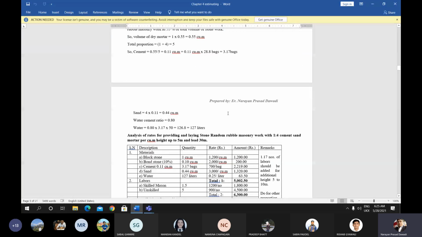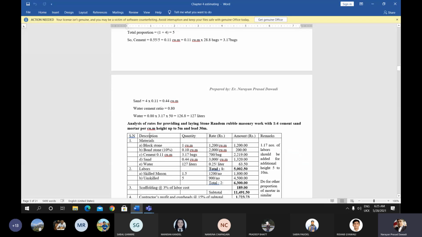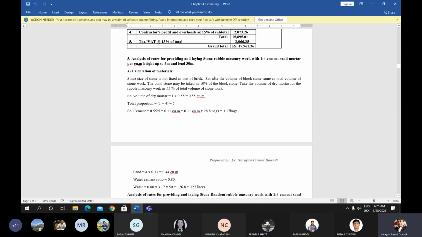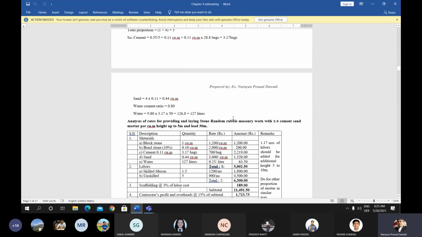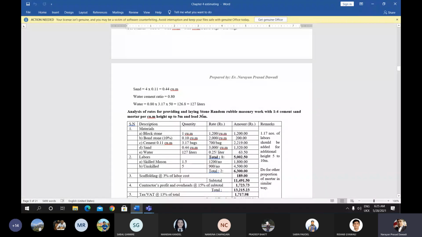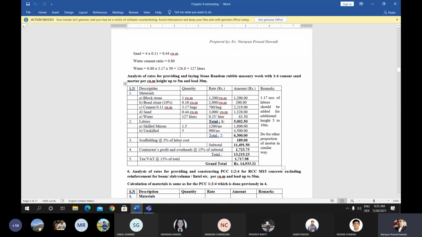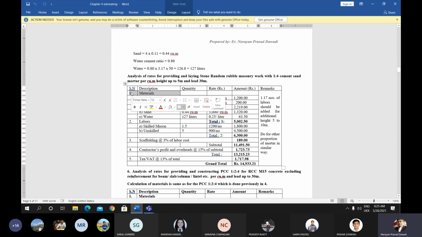I have already told you in the last session class. So the water is equal to 127 liter. Now after finding the stone, the mortar and water, these are the materials. Now analysis of rates: providing and laying stone rubble masonry work with 1:4 cement mortar per cubic meter, height up to 5 meter and lead 30 meter. This is the heading.